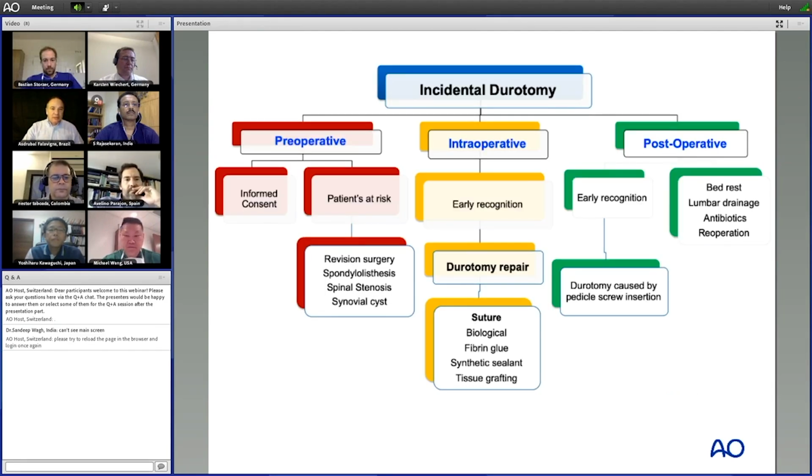The patients at risk are those in the case of revision surgery, spinal stenosis, synovial cyst, and sometimes the durotomy can be observed after surgery caused by pedicle screw insertion. The repair precludes the recognition of the durotomy. So we need to have early recognition in order to have the treatment, and different options of the treatment are possible, from suturing to bed rest.